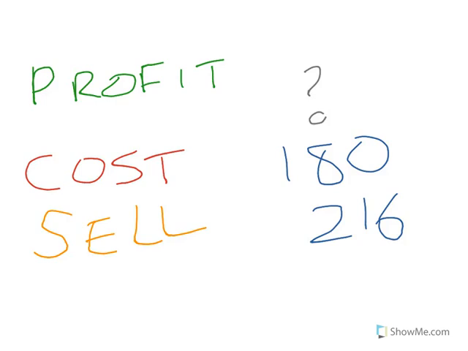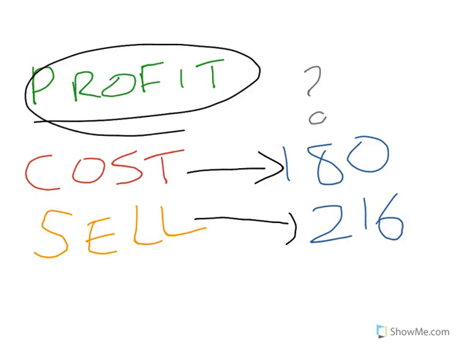In this tutorial, I'll be covering profit. How much profit does somebody get if they buy and sell? If somebody bought for 180 pounds or euros and sold for 216 pounds, how much profit do they make? That's the question.